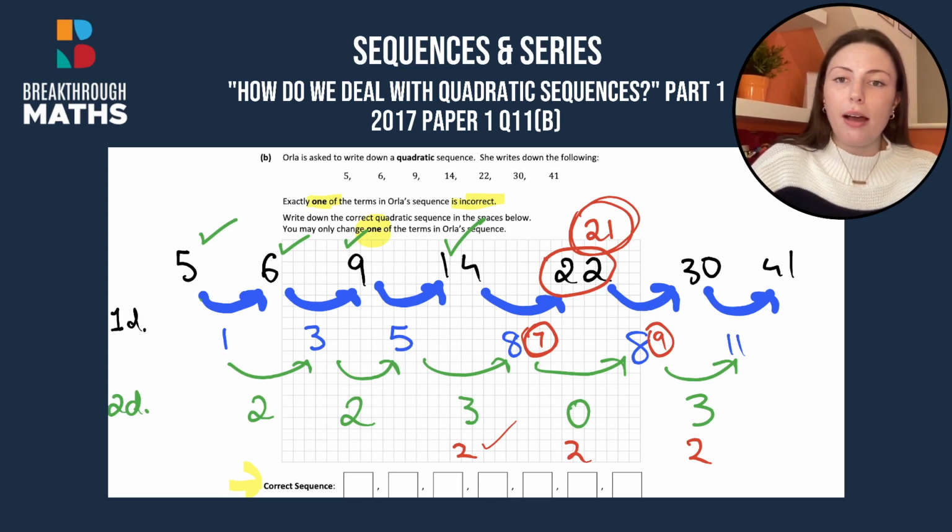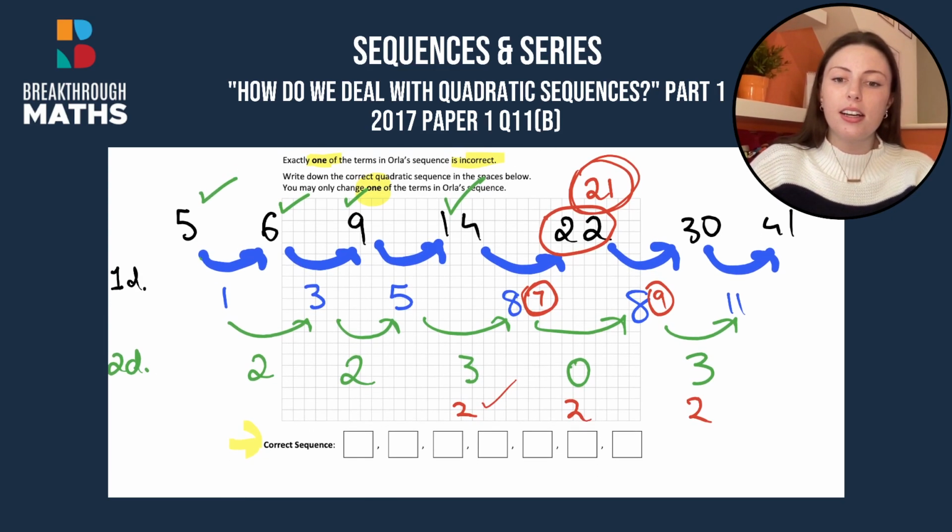So if we're to write out our correct sequence in the box here, we'd have 5, 6, 9, 14, 21, 30, and 41.